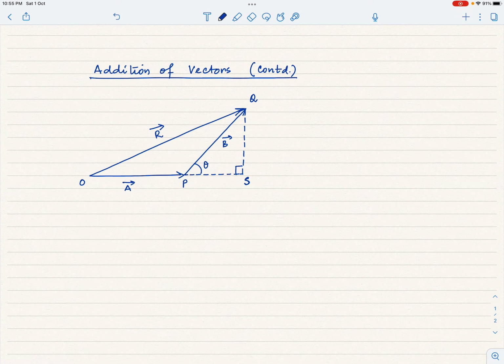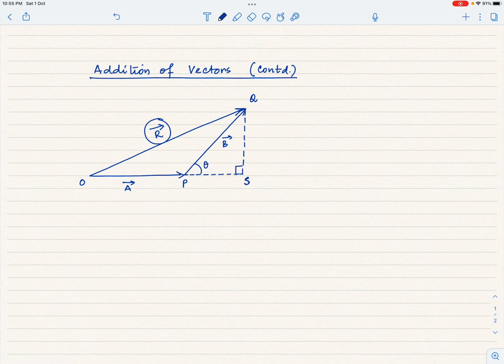So the objective of the upcoming exercise would be to be able to find out the magnitude of our resultant vector r as well as its direction, which will completely specify the vector r, when we know the magnitudes of our two original vectors a and b and the angle that they make with each other, which we are here calling the angle theta.